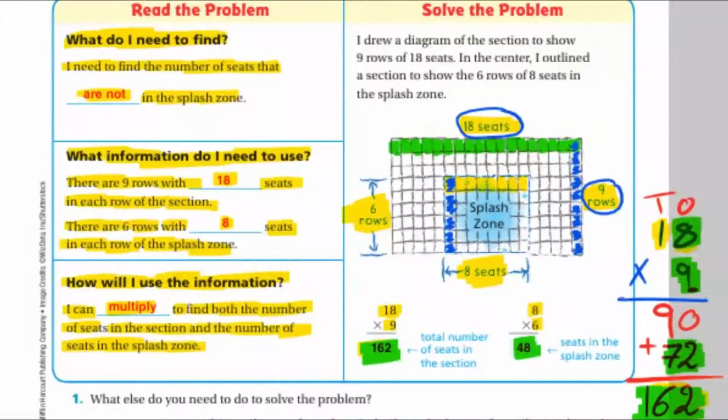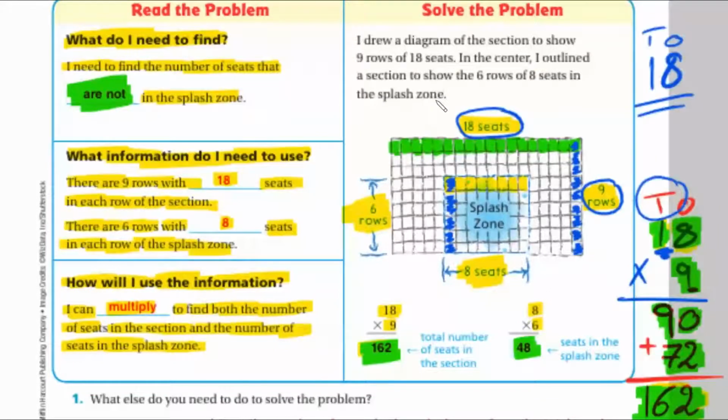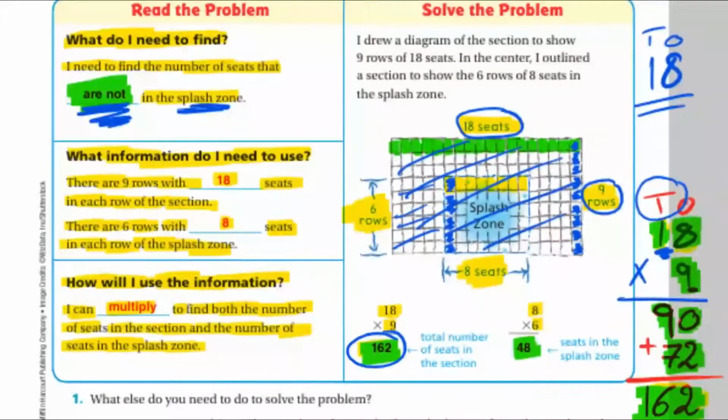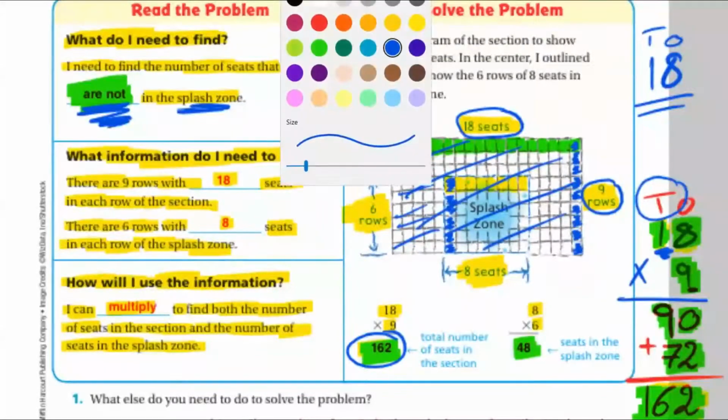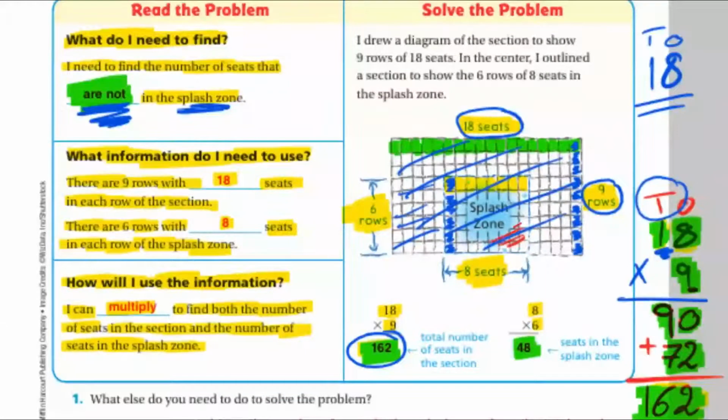But he's asking about the number of seats not in the splash zone, right? We want to get the number of seats that are not, again, are not, you have to pay attention to this, are not in the splash zone. So we have the total number of seats in the section, right? Which is 162. And we have the number of seats in the splash zone, like that.